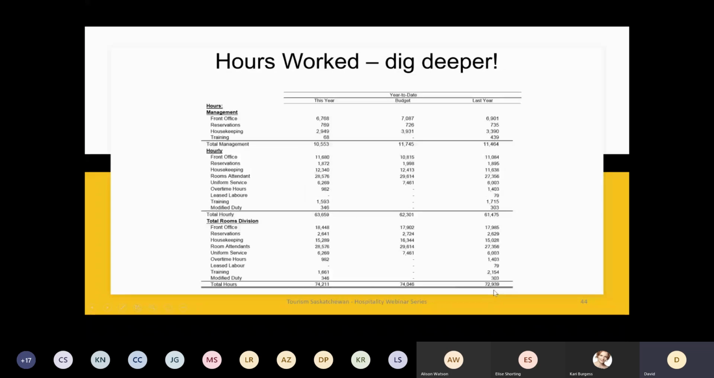Okay, so, and again, to make all this happen, all we need to do is record our hours. That's the golden thing we need to be able to do.